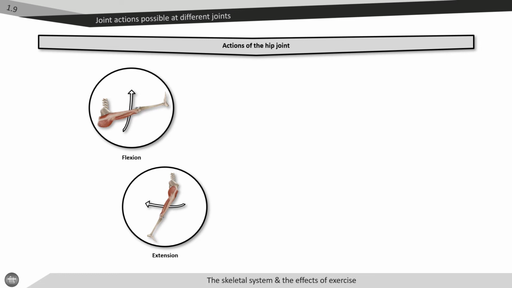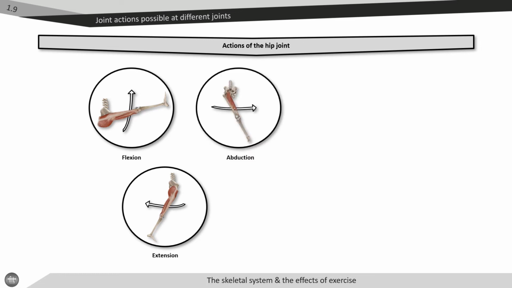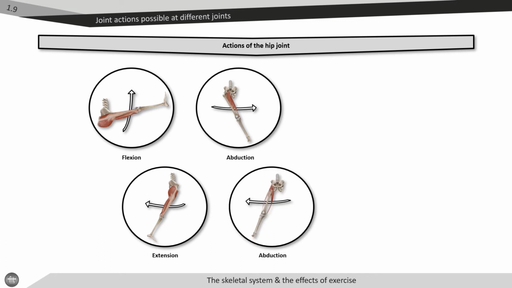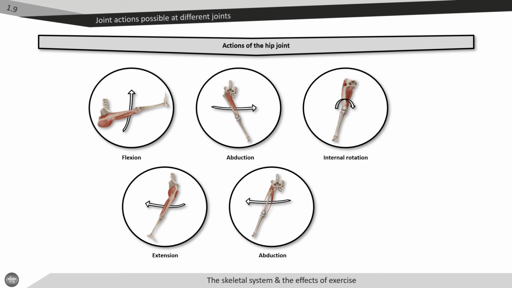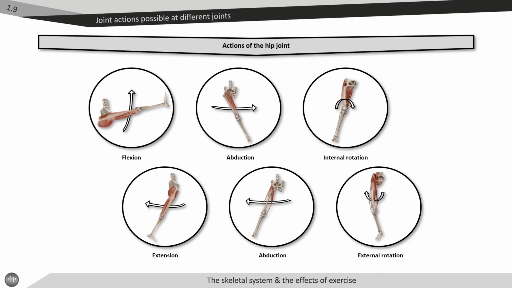Hip abduction is moving the leg away from the midline, and hip adduction is moving the legs towards the midline. Hip internal rotation is the moving of the leg towards the midline on its axis, and hip external rotation is moving the leg away from the midline on its axis.